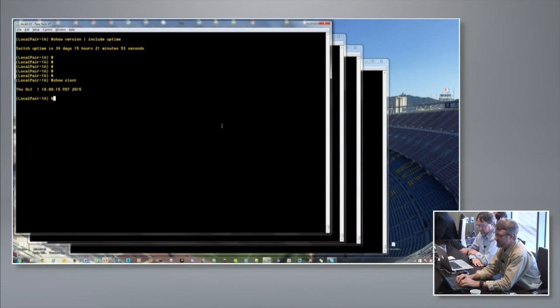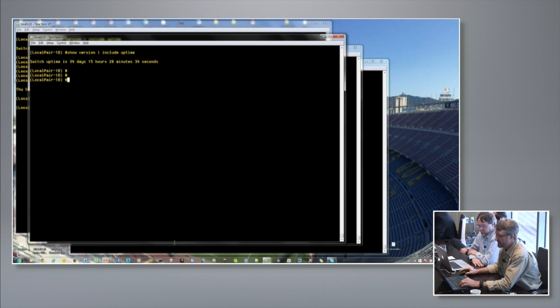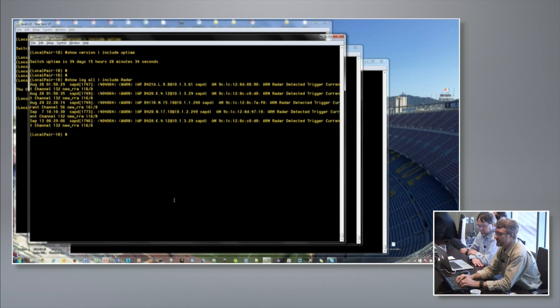We have 4 controllers in the stadium, and I've logged in already. You can see this is real time, and the controllers have been up. We did a maintenance window 34 days ago, so we rebooted all the controllers. If I say show log all, include radar, this controller has all of the lower bowl APs on it, and there's nothing in the log. If I go to this one, we will see some events. There are 5 events in the last 34 days on this controller.